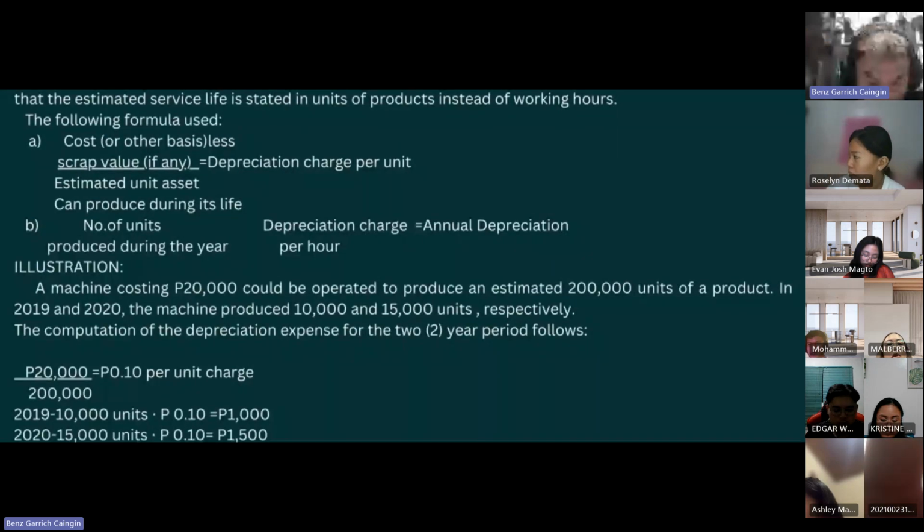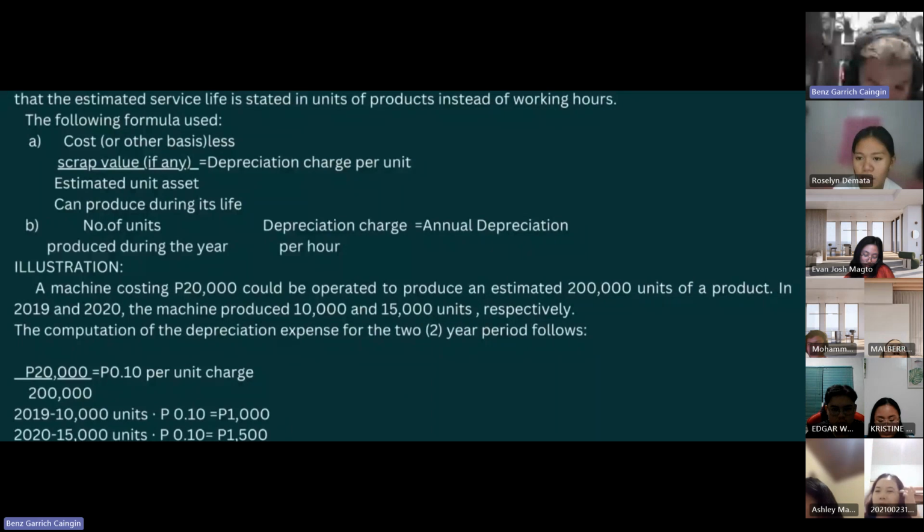So in the year 2019, we have 10,000 units times 0.10 pesos equals 1,000 pesos, which is the annual depreciation. Same goes with 2020: 15,000 units times its per unit charge, which is 0.10 pesos, equals 1,500 pesos annual depreciation. So that's how the unit of production method works. Same goes with the working hours method process.